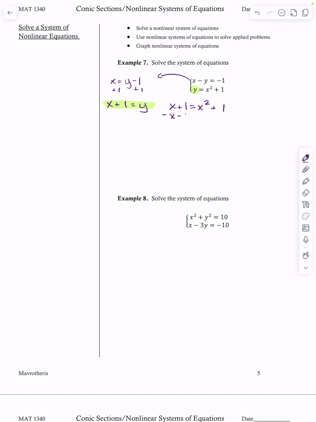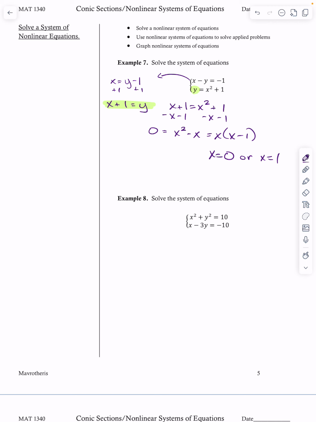We have a quadratic, so we want everything on the same side. This needs to equal 0. Okay. So I got x squared minus x. I cannot combine those. And then I have plus 1 minus 1. So I can factor this into x times x minus 1. And I get x equals 0 or x equals 1.